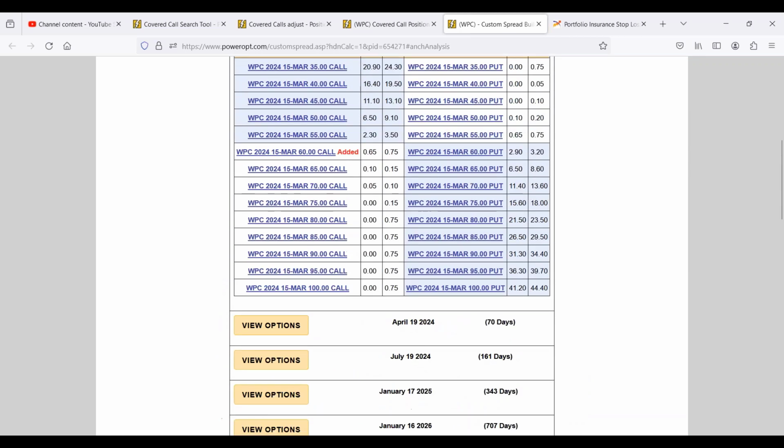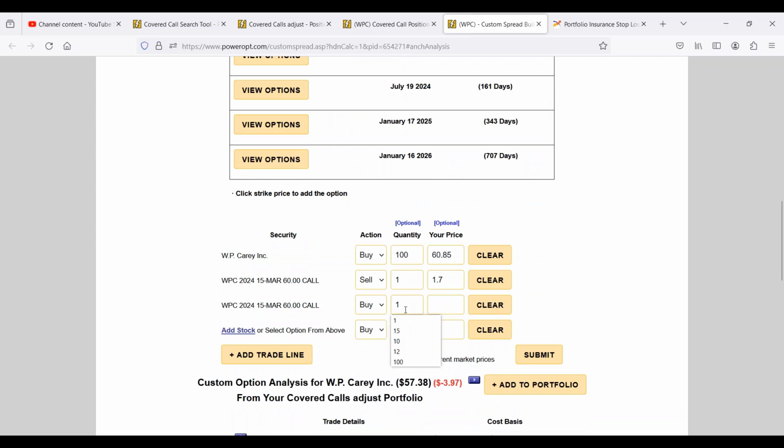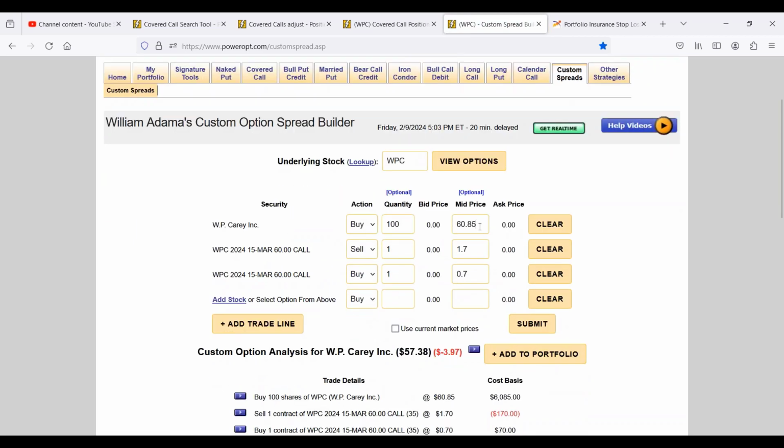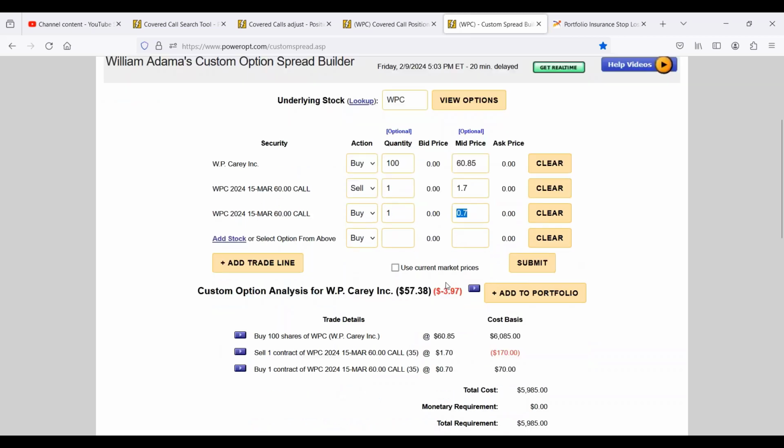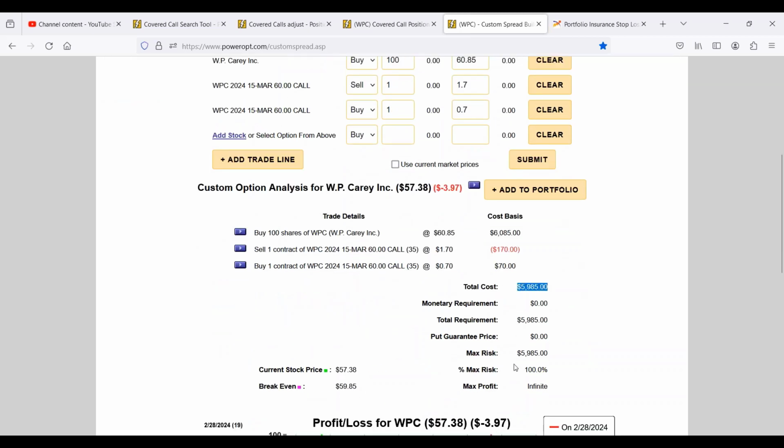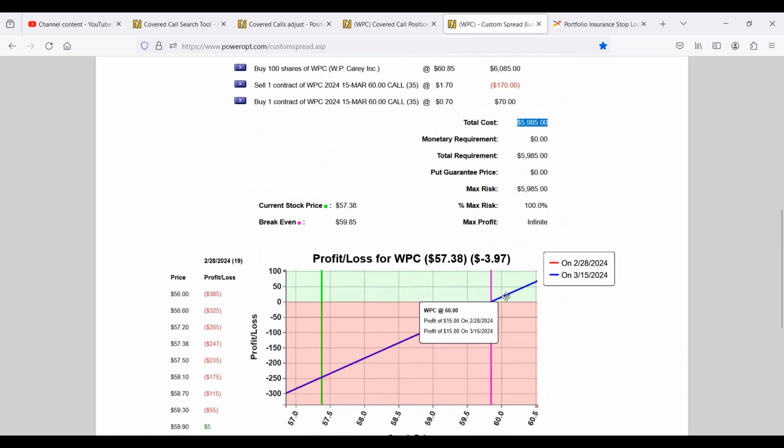I'm sorry, 70 cents. It was $1 adjusted net credit, midpoint's at 70 cents. Okay, so we're going to buy this back at 70 cents. Fantastic. Now, what is that going to do? At a cost basis of $60.85, collected $170, bought it back at 70. New cost is $59.85, and I essentially just have a long stock position.